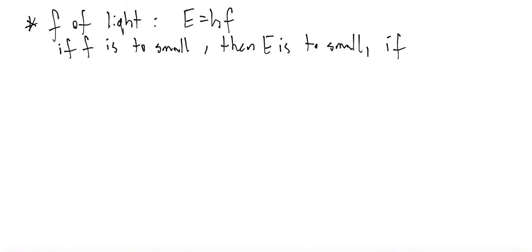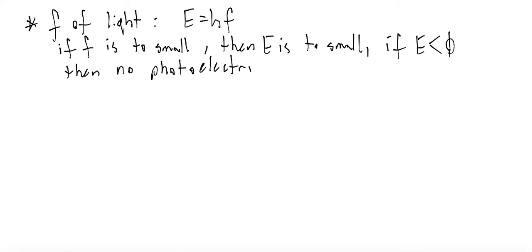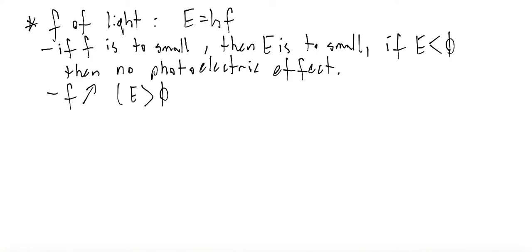If energy is less than work function, then no photoelectric effect. Electrons are not removed. Moreover, bigger frequency. Let's assume that energy is bigger than work function, so a photoelectric effect takes place.